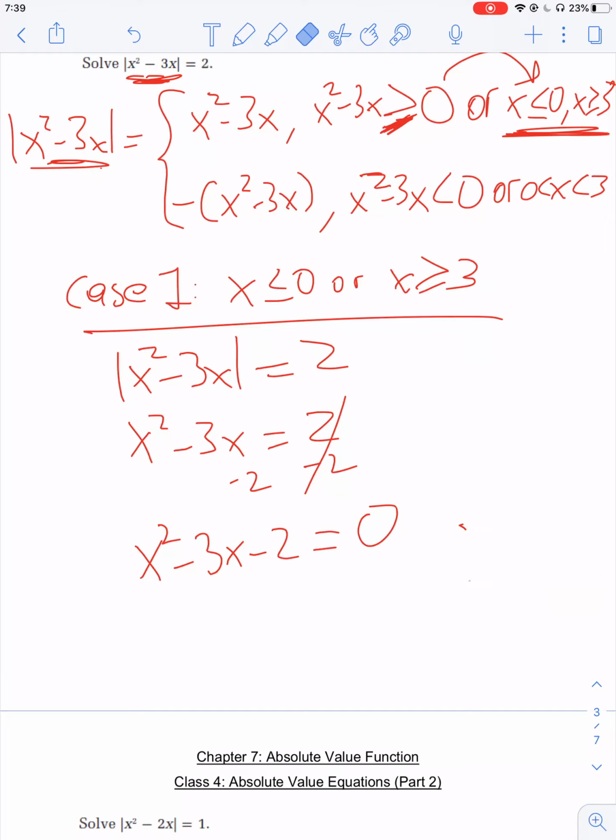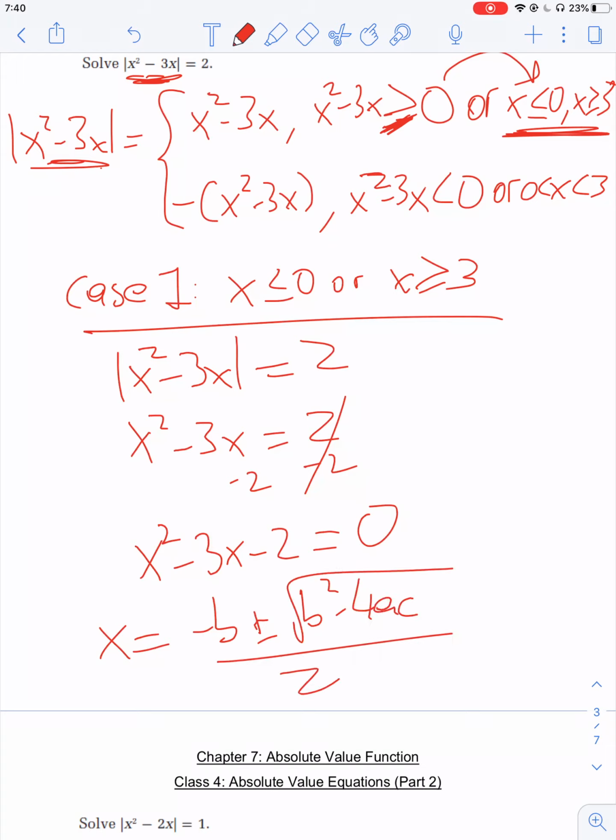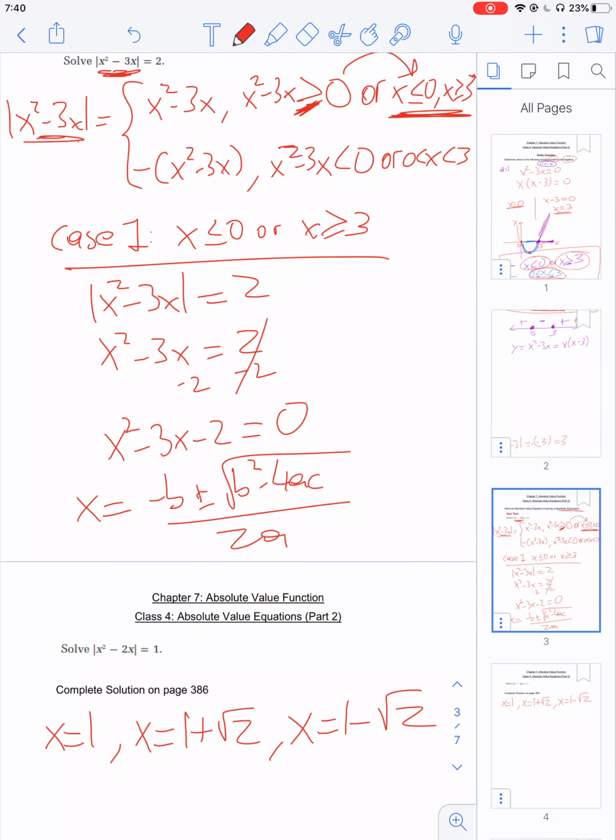Okay, so again, try product sum. In this case, I don't think it's going to work. So in that case, you'll have to use your famous quadratic formula. Okay, so x will just equal minus b plus or minus the square root of b squared minus 4ac, divided by 2a. So you're going to have 2 x values, right? So why don't I add an extra page?